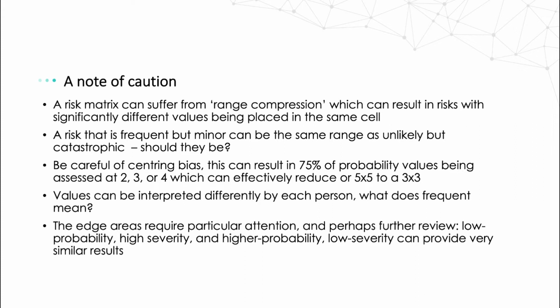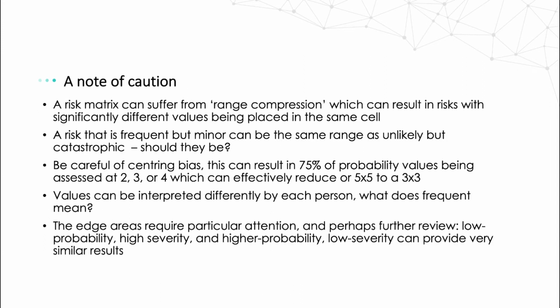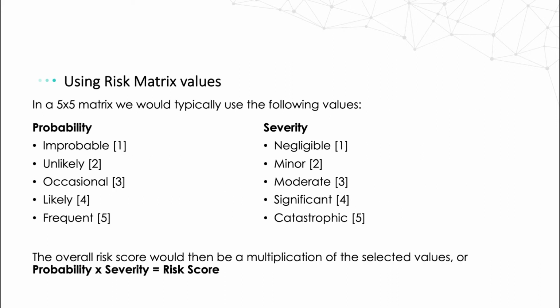So frequent but minor. If we look at probability of frequent, that's 5. And the severity of minor, that's 2. That gives us a risk score of 10. But if we then come back here and we say, well, we're looking at the other range of unlikely but catastrophic. Pop back again. Probability of unlikely is 2. Severity of catastrophic is 5. So that also gives us a risk score of 10.